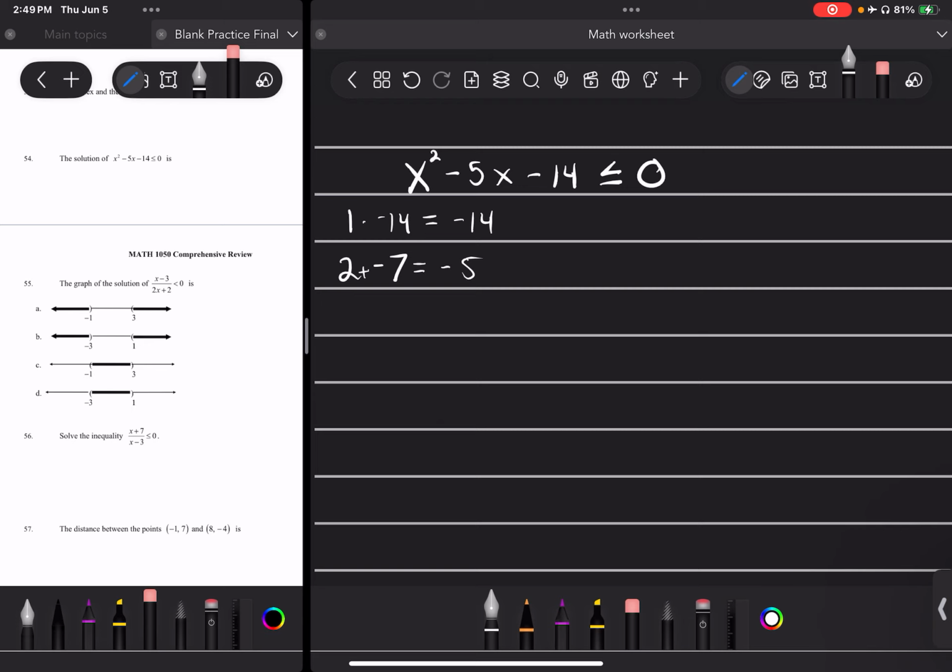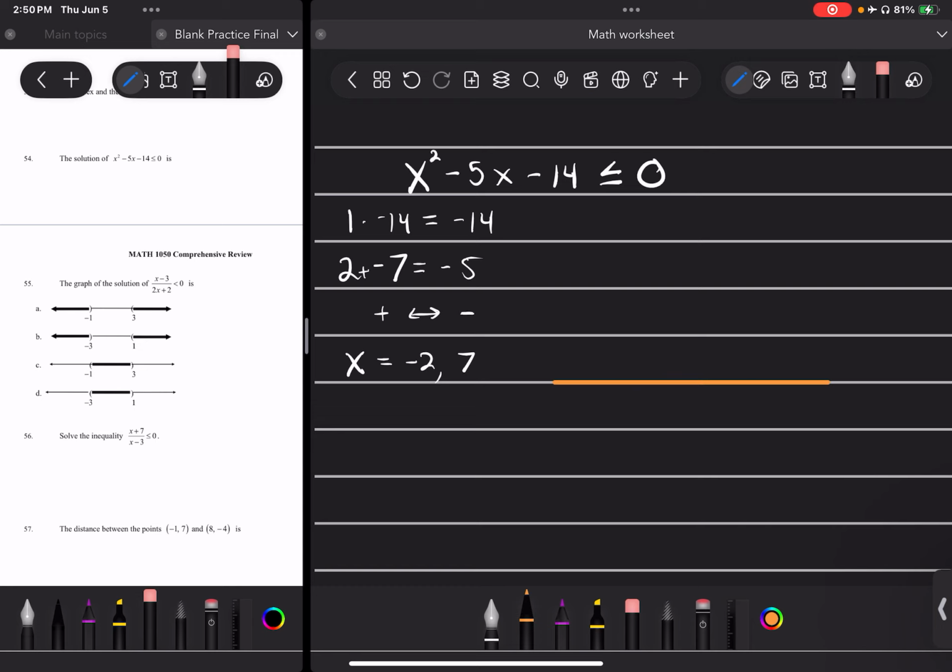There is no a, so there's no dividing by a. But to solve for x, we know that our positive has an opposite of a negative. So our positive 2 becomes negative 2 for a solution, and our negative 7 becomes a positive 7 for a solution. Then, because this is an inequality, we need to graph.